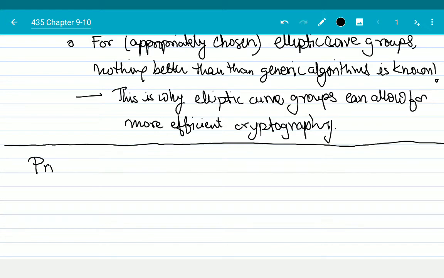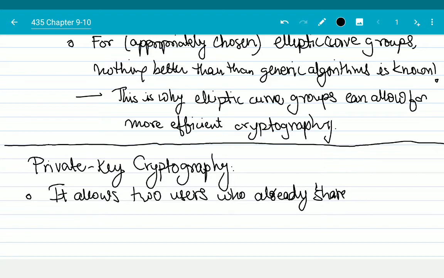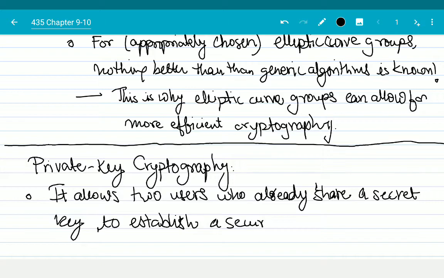So far we were looking at private key cryptography, and it has its benefits, and the major use of it was it allows two users who already share a secret key to establish a secure channel, right?